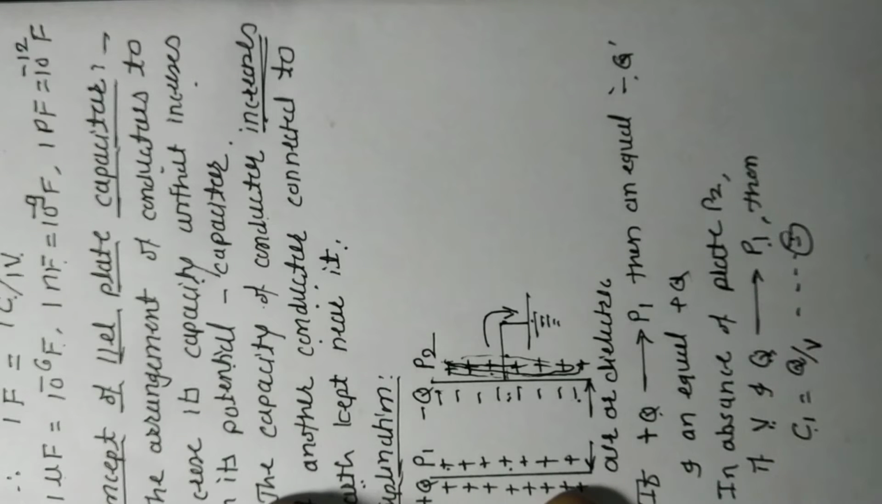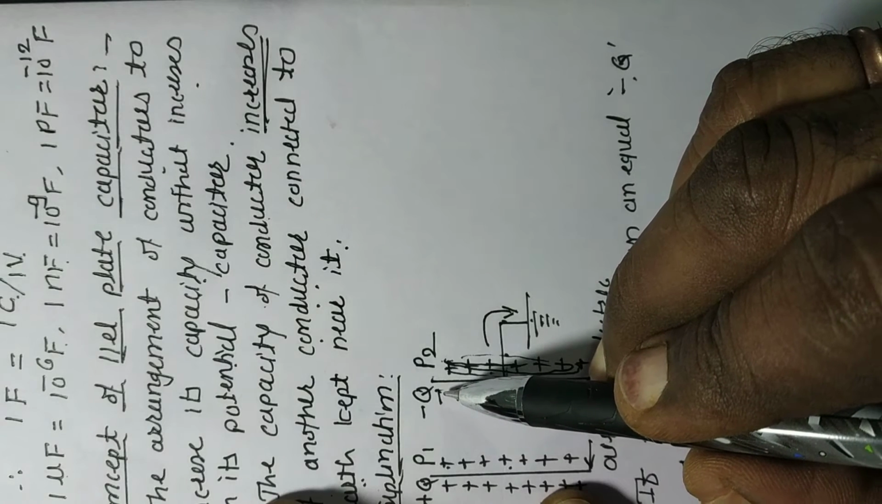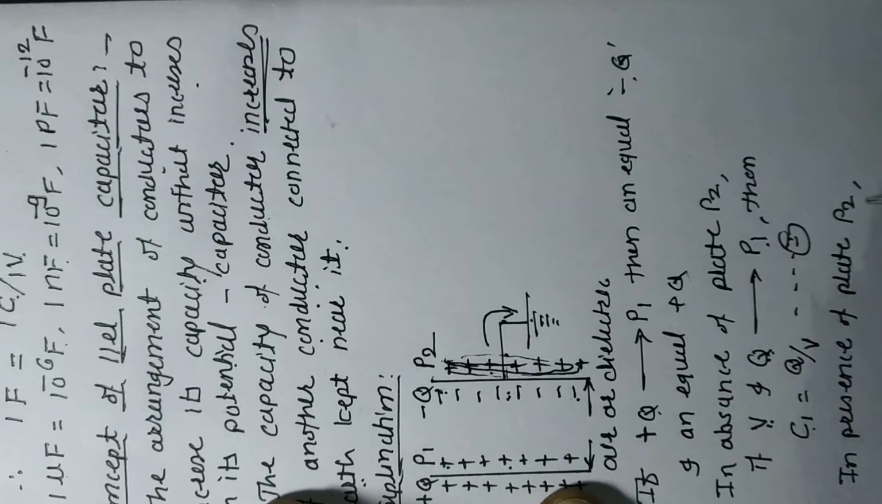In presence of plate P2, minus Q charge on plate P2, due to minus plate charge, resultant potential on plate P1 is phi minus phi1.